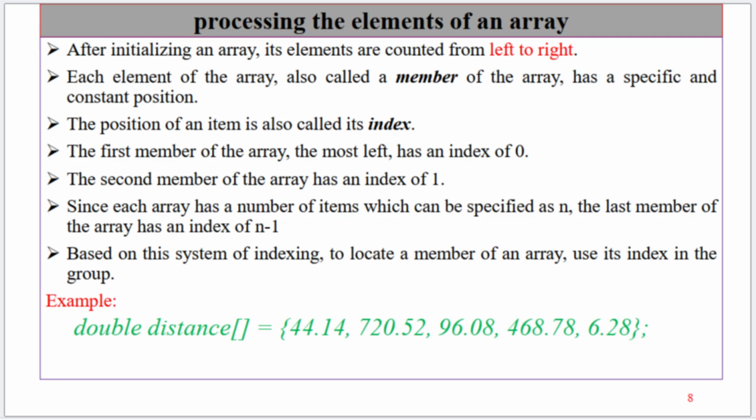Since each array has a number of items which can be specified, the last member of the array has an index of n minus 1, based on the system of indexing. To look at a member of an array, use its index. Example: double distance equals 44.14, 720.52, 96.08, 468.78, 6.28.